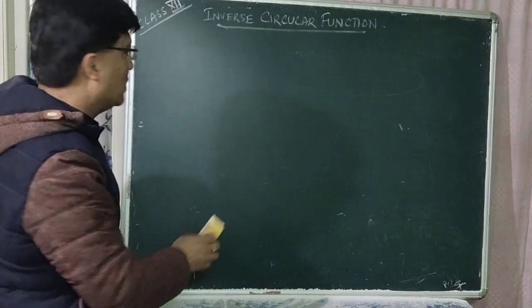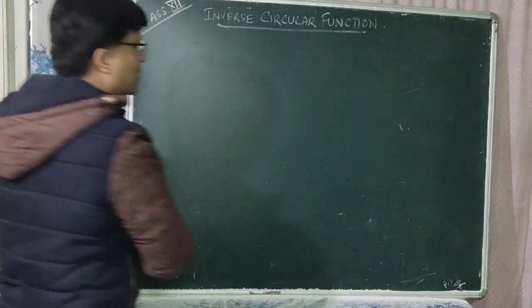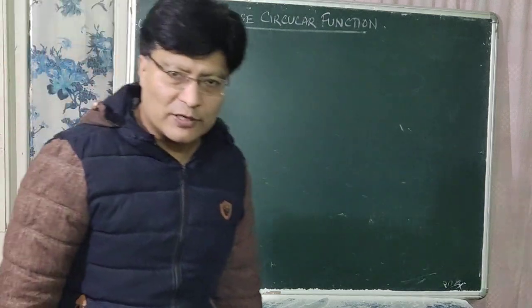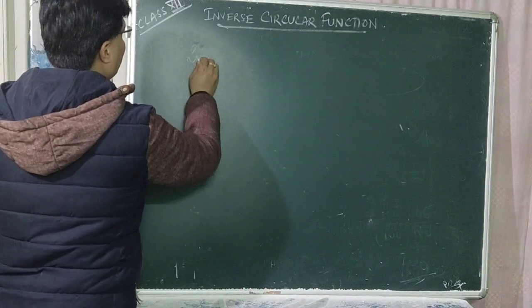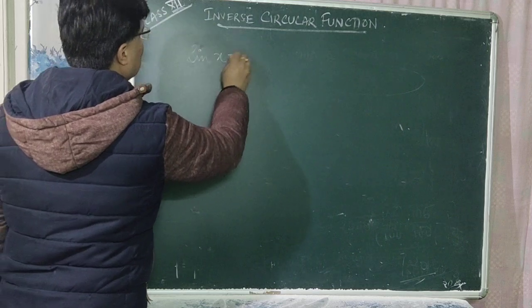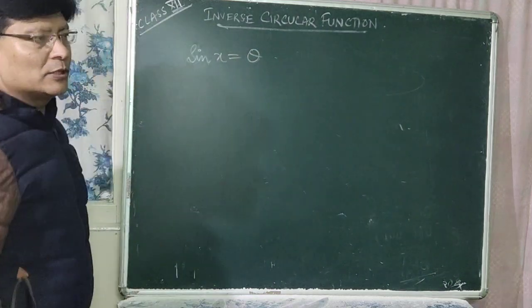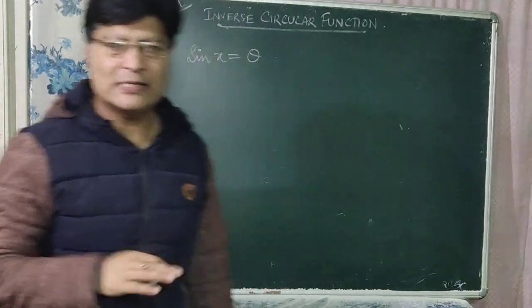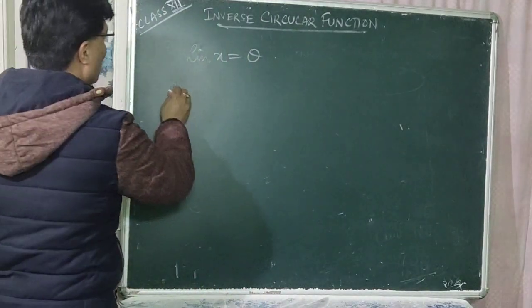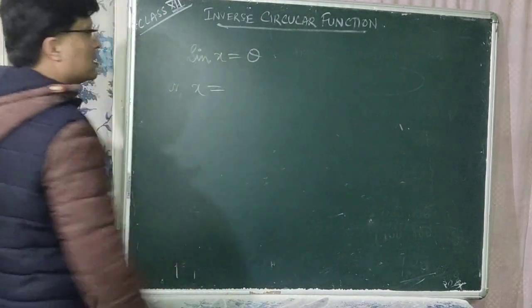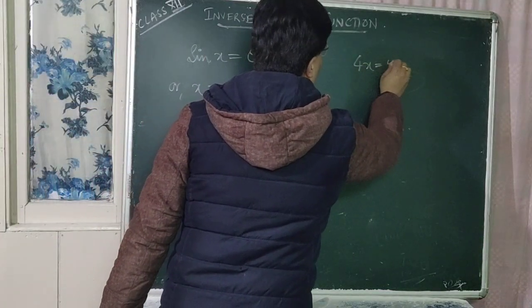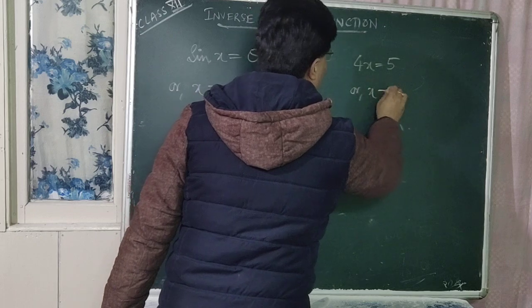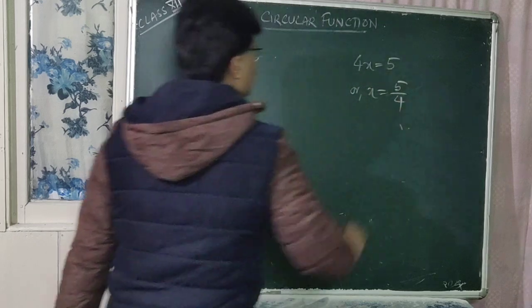Now inverse circular function. What type of function is known as inverse circular function? Suppose we have sin x is equal to theta. What is the value of x? Suppose if you have 4x is equal to 5, then x is equal to 5 by 4.